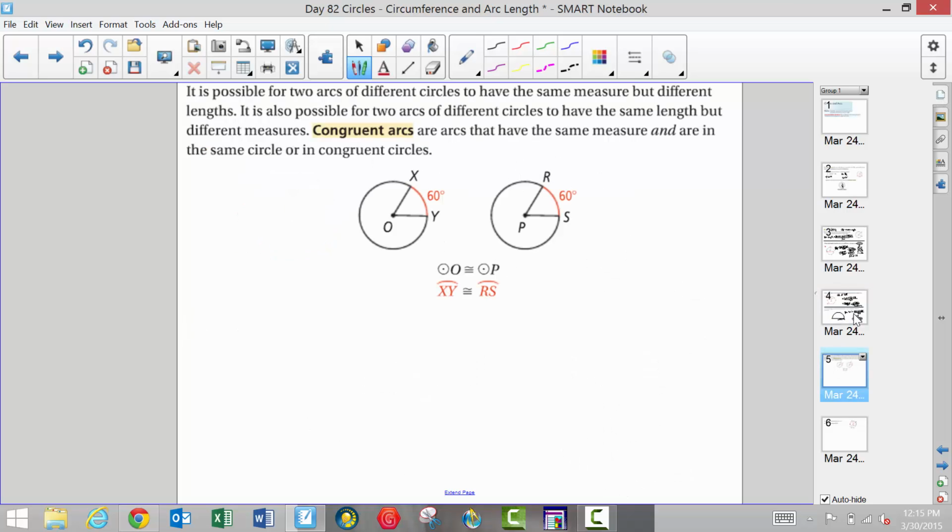You also have congruent arcs, which are arcs that have the same measure and are in the same circle, or in congruent circles. So you have two circles that are congruent, and they have the same arc measure, therefore the arc lengths will also be the same.